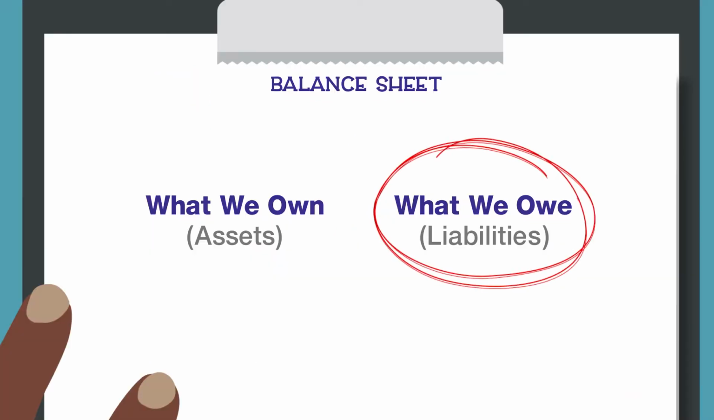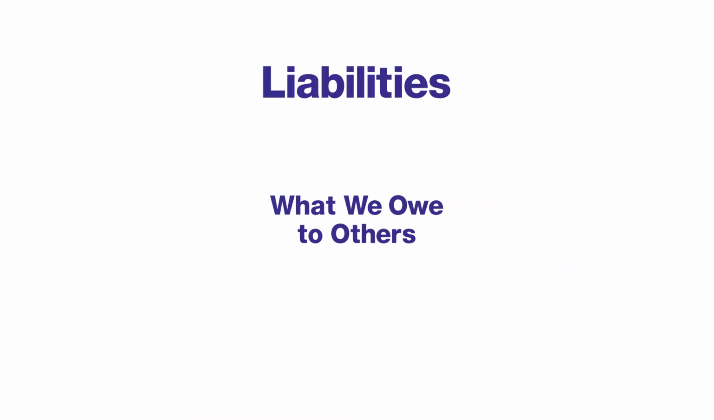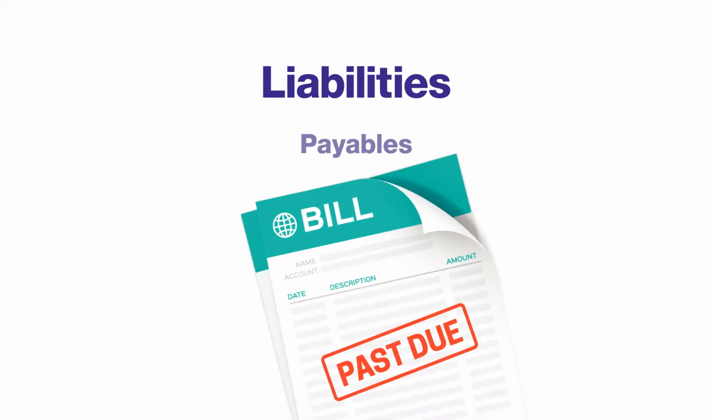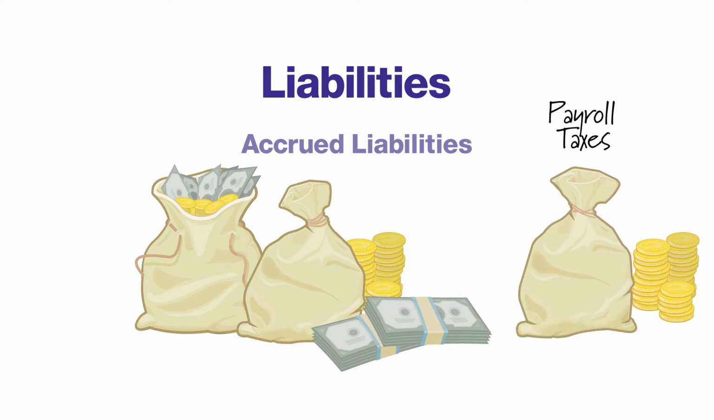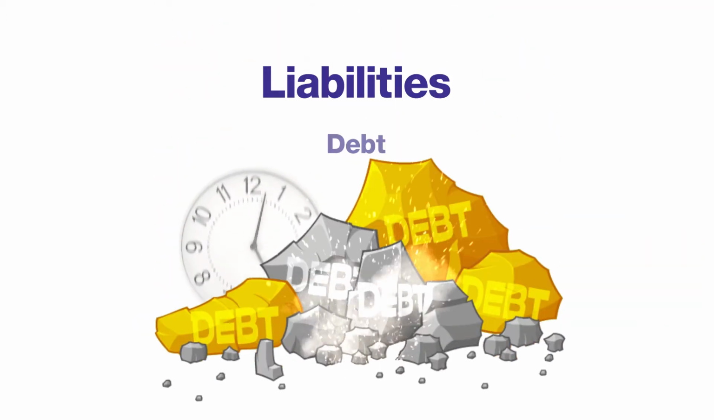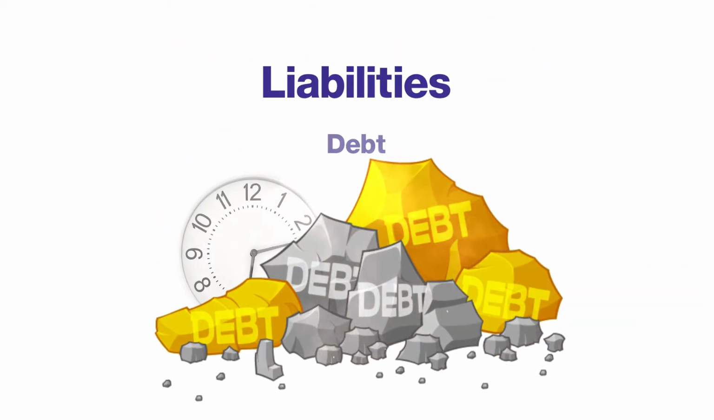Liabilities are listed on the other side of the balance sheet. Liabilities are what we owe to others. There are different types of liabilities. Payables are unpaid bills. Accrued liabilities are monies collected by the health facility that are owed to other agencies such as payroll taxes for employees. Debt is a contractual obligation for borrowed money that must be paid over time.